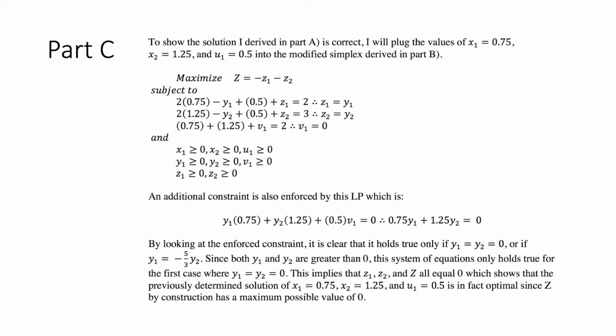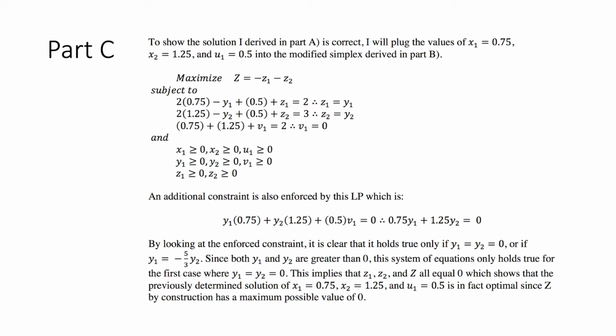And now for part C, we were asked to confirm that the solution we received in part A is in fact correct. To do this, we plugged x1, x2, and u1 into all 4 of the given constraints, and we were easily able to see that v1 is equal to 0 from the third constraint. Then from the restricted entry rule constraint, we found that it is only satisfied if both y1 and y2 are equal to 0, or y1 is equal to negative 5/3 y2.